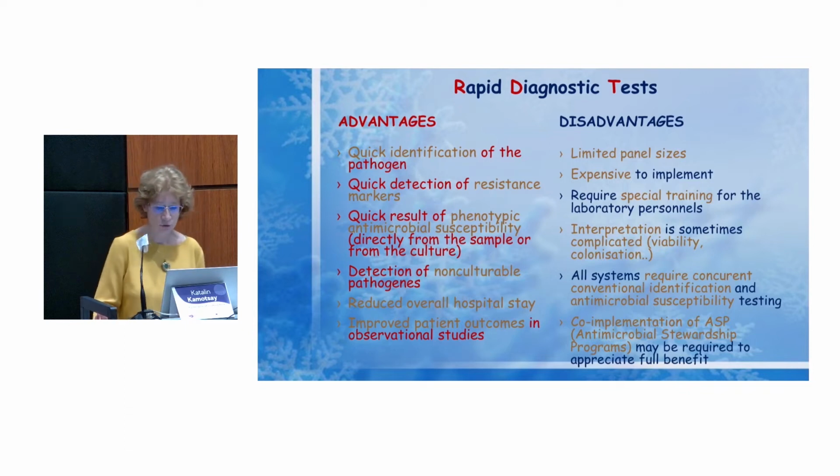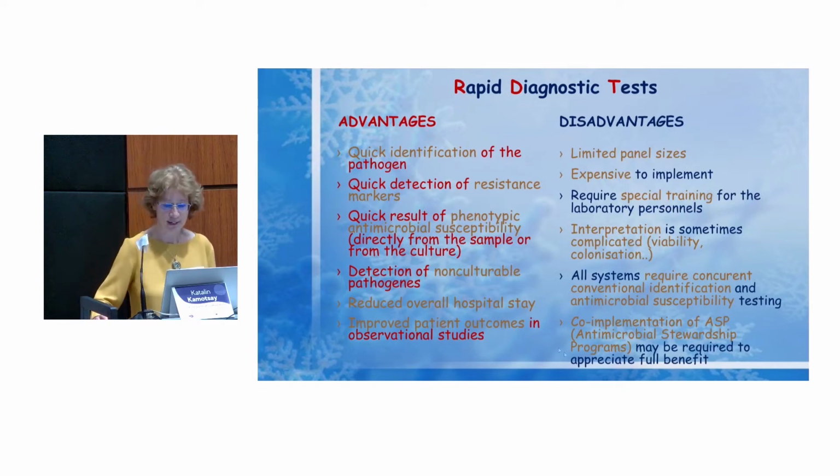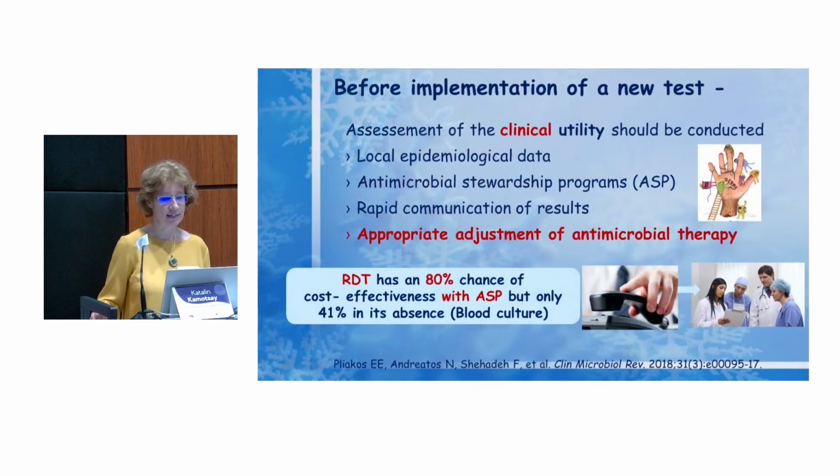And again, it will require concurrent conventional identification and antimicrobial susceptibility testing, so we just cannot rely on the result of a new technology. And also a very important disadvantage: it has to have a very good antimicrobial stewardship program in the hospital to have the real advantage of these new techniques. So before we try to implement a new test, we have to think over our local epidemiological data.